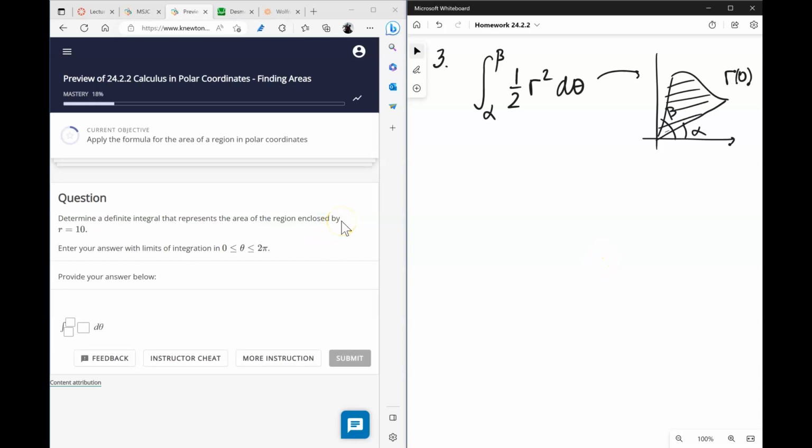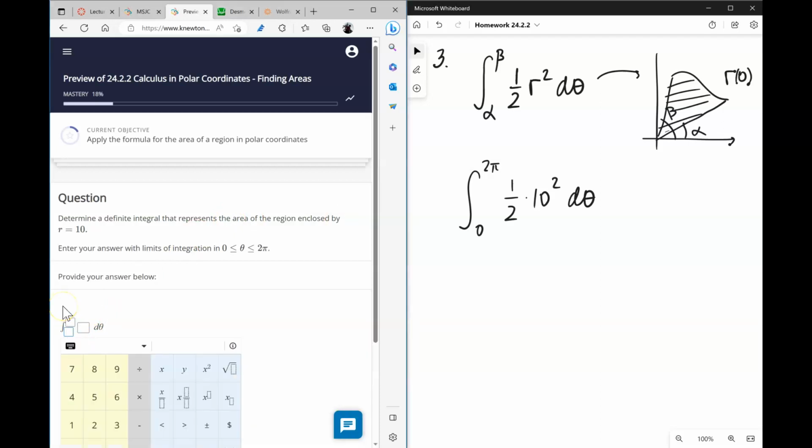So in our case, it's just going to be an integral from 0 to 2 pi of 1/2 10 squared d theta. So this is 0, this is 2 pi, and this is simply 1/2 of 10 squared, which is just 50.